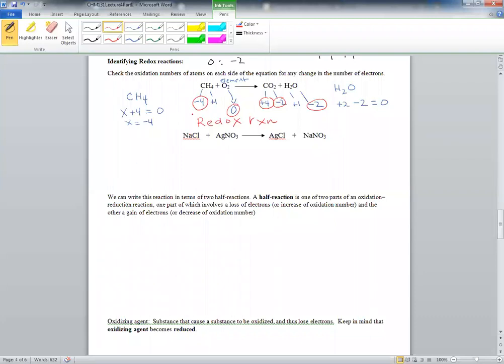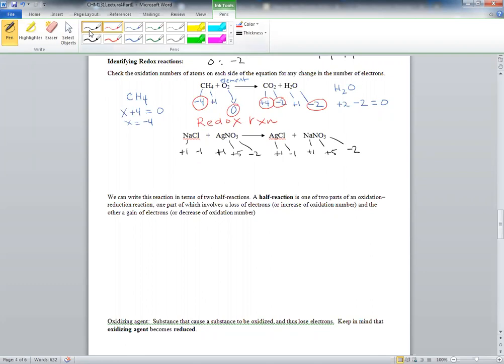However, let's check the next example. Again, I'm going to do this really quick just to show you. So Na would be a +1, it's a group 1. Cl would be a -1. Ag would be a +1. All of these are from your ion sheet. N would be a +5. And O would be a -2. Ag would be a +1. Cl is a -1. Na is a +1. N is a +5. And again, O is a -2.